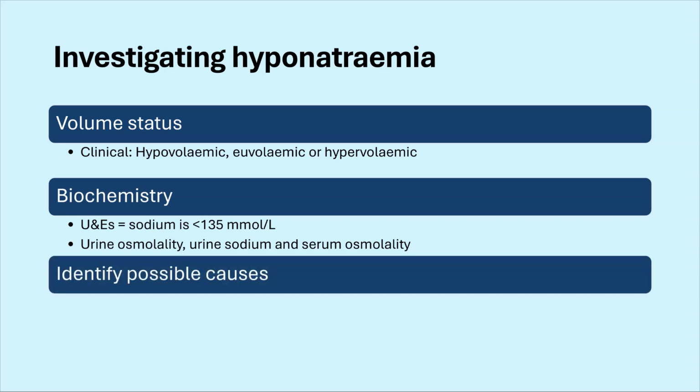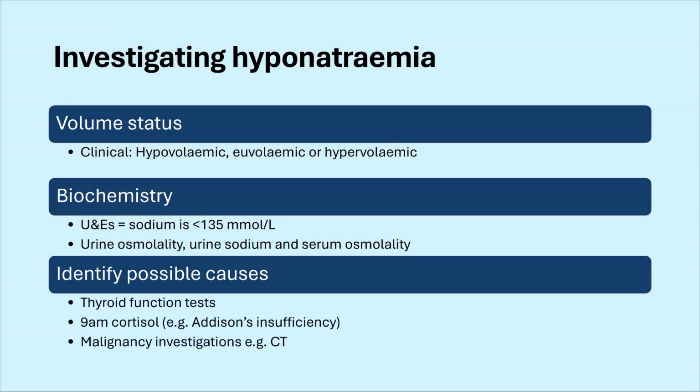And also try and identify the possible causes. Why did the patient present to the hospital with hyponatremia in the first place? Or what have you done to the patient that has caused this hyponatremia? Other things to add on to blood tests are thyroid function tests, measuring the 9 AM cortisol for adrenal insufficiency, and also to investigate for either malignancies or inflammatory disorders using imaging such as a CT chest, etc.